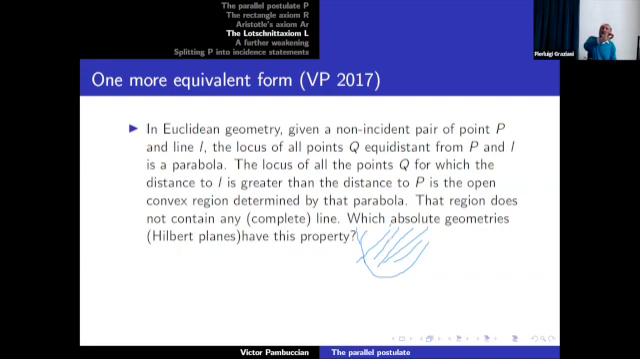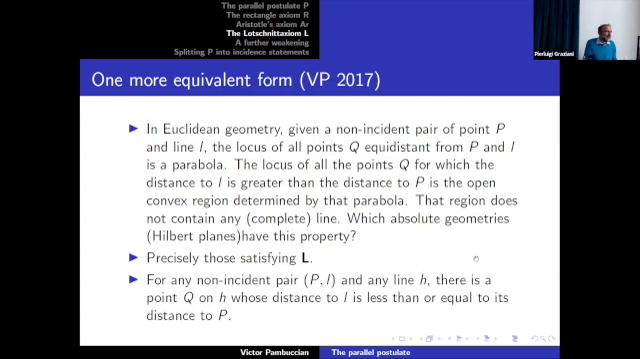If you think of this property and you ask yourself, well, which absolute geometries have this property? Then it turns out that this is precisely those satisfying the Lochnik axiom, L. So this and L is the same thing. So you can rephrase it as for any non-incident pair P, L, and any line H, there is a point Q on H whose distance to L is less than or equal to its distance to P. So no line can be completely in this upper part.